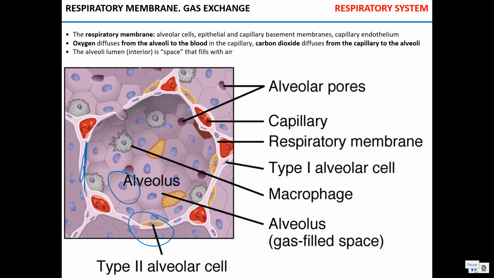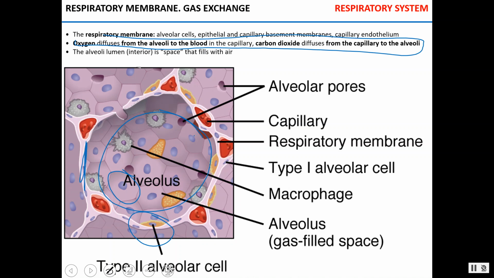In the alveoli, oxygen diffuses from the alveoli into the blood in the pulmonary capillaries, while carbon dioxide leaves the blood in the pulmonary capillaries and gets into the alveoli. So basically, the lumen of the alveolus is filled with air. This process right here is called external respiration.